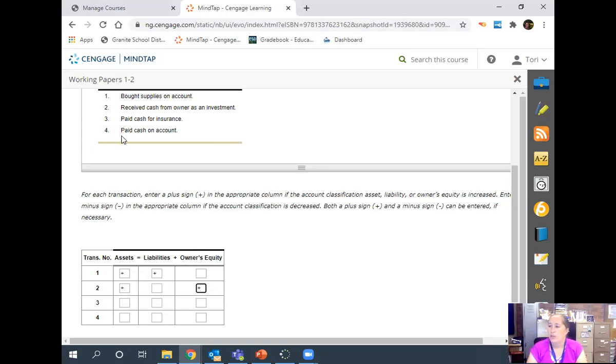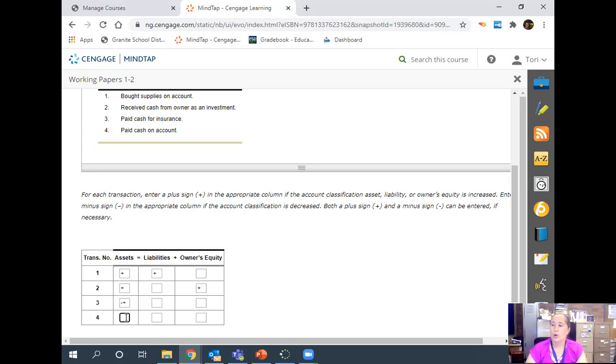Okay. The third one, I paid cash. Okay, right there. I paid cash. So I'm going to subtract cash, and I got it for insurance. So I moved my cash into prepaid insurance is what it's going to be called. So it's actually going to be a plus minus on asset because I'm moving my cash into another insurance asset.